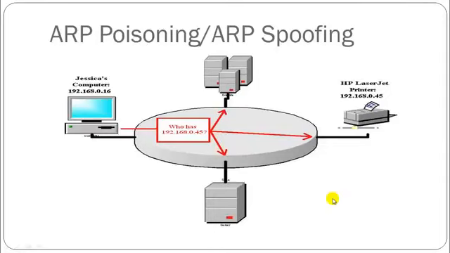So that means if you are poisoning the ARP, then spoofing is automatically happening in the background. As you can see, we have two computers. One is the original computer. This is the server through which it goes, and I am the attacker over here. And this is the HP LaserJet printer, and this has the IP address.